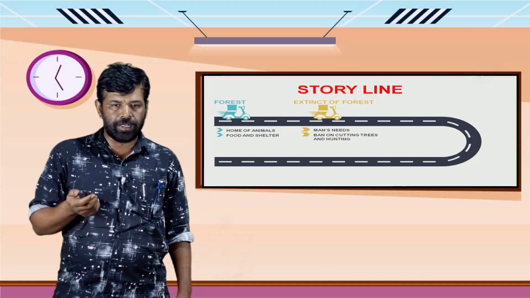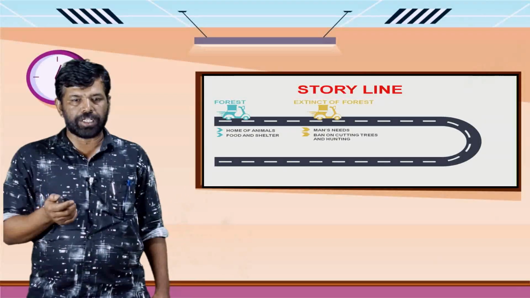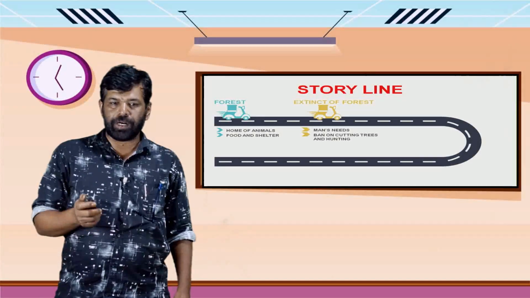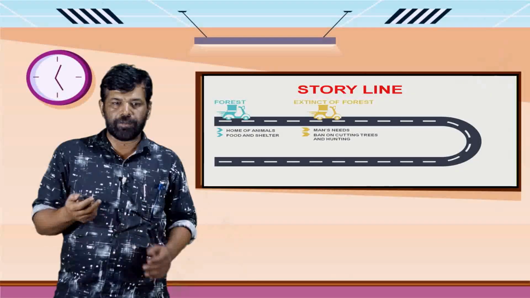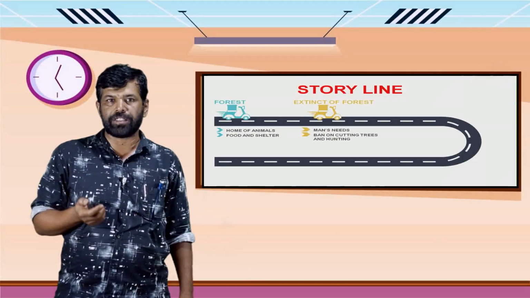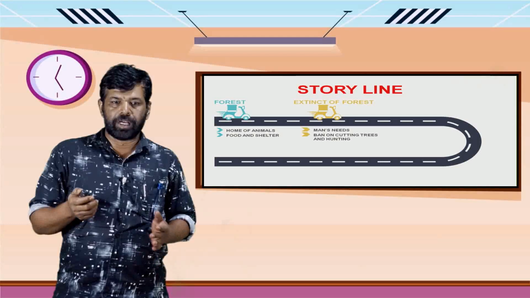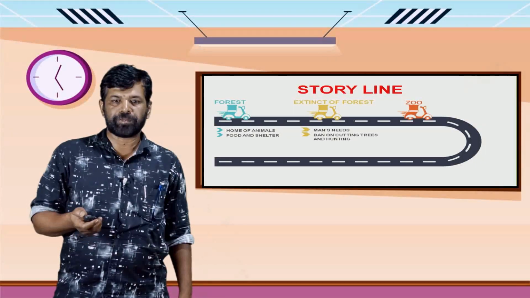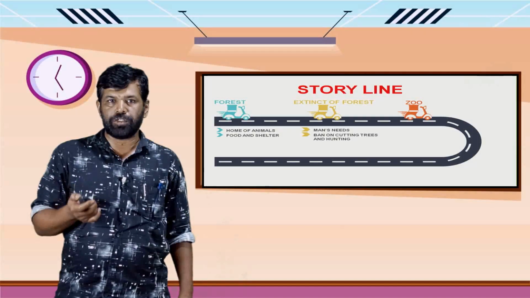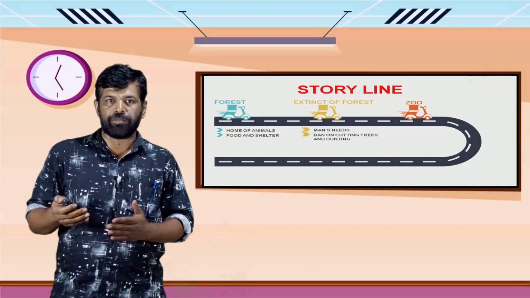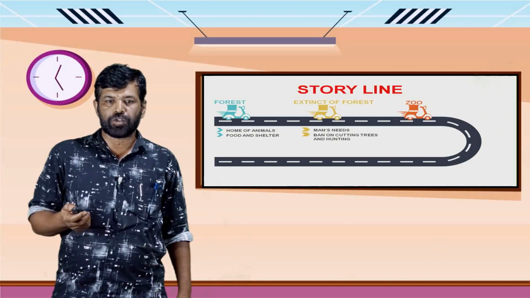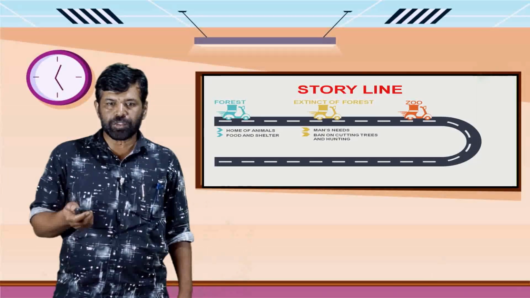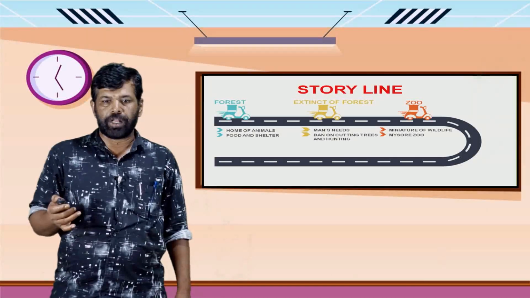Though the ban on cutting trees is there, still in many cases, in many situations, man is cutting trees, and hence the forest is coming down every year. Hence the requirement for zoo, which is a new abode of animals, where all the animals, wild and domestic, have been kept so that they can live their life happily.